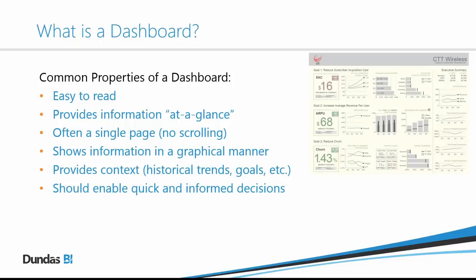Dashboards commonly exhibit the following properties. They are easy to read. They provide information at a glance. They are often a single page, which means no scrolling is required. They show information in a graphical manner. They provide context, such as historical trends or goals, and they should enable quick and informed decisions. More examples of dashboards can be found at www.dundas.com.